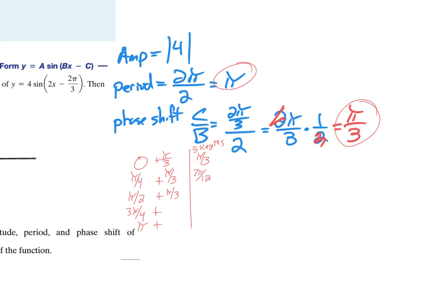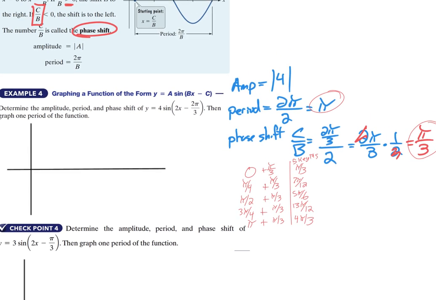Pi halves plus pi thirds is 5 pi sixths. 3 pi fourths plus pi thirds is 13 pi twelfths. And pi plus pi thirds is going to be 4 pi thirds. So these are my new 5 key points after the phase shift. Again, this is what they would have been with a period of pi and no phase shift, so I need to add that phase shift to each of those to give me the 5 key points.